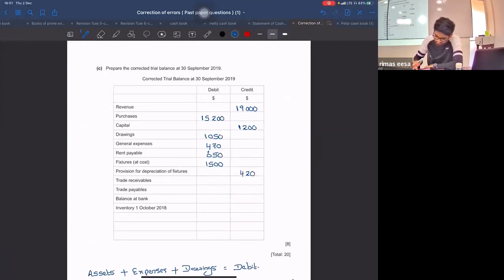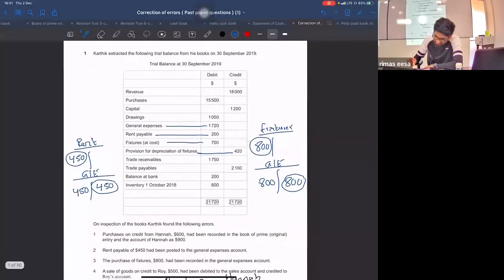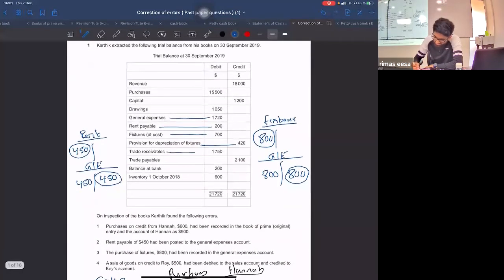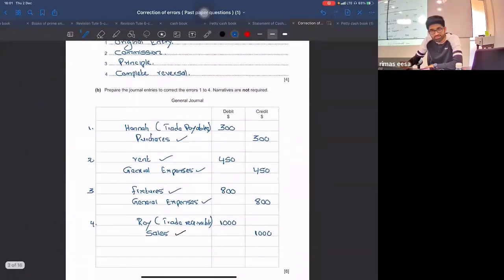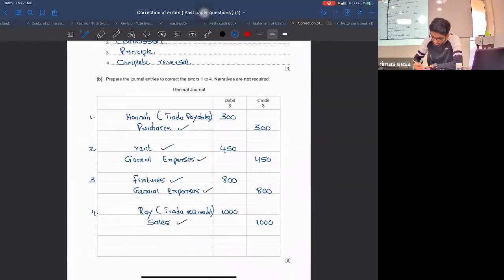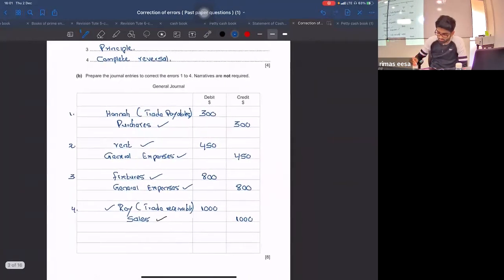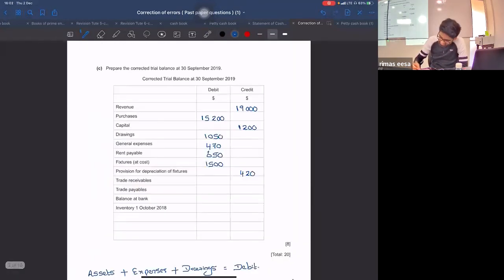Trade receivables. How much is given for trade receivables in the question? 1,750. Did you make an adjustment to trade receivables? Yeah. What did you do? Debit or credit? Debit 1,000. 1,750 was given on the debit side. And if you go and debit another 1,000, now the value will increase to how much? 2,750.